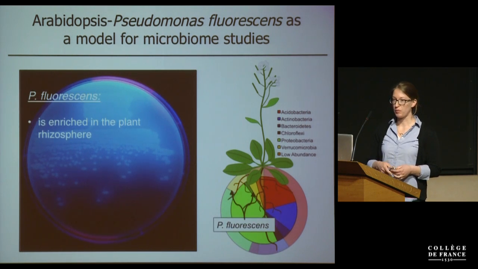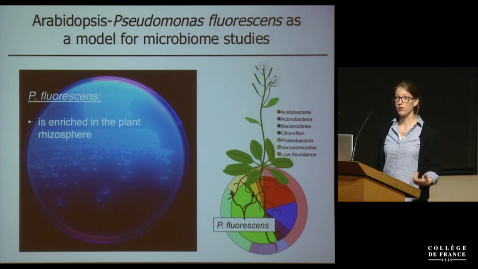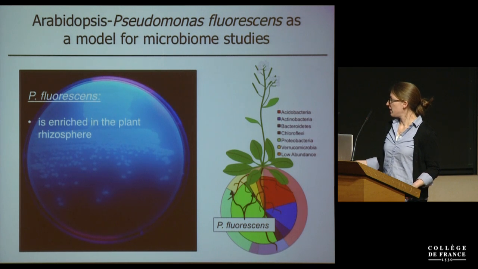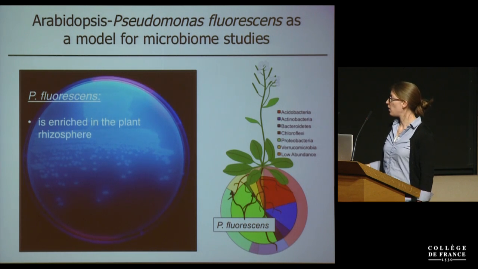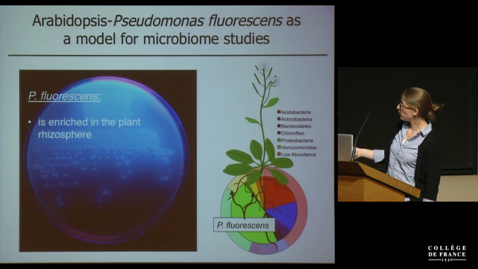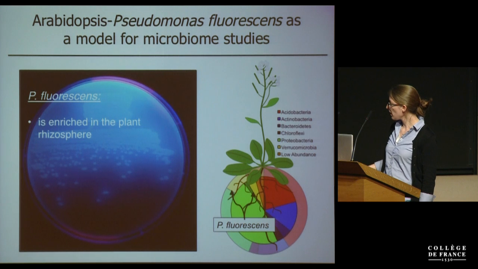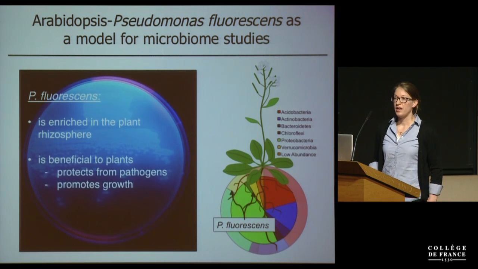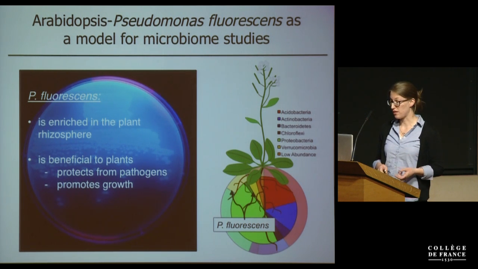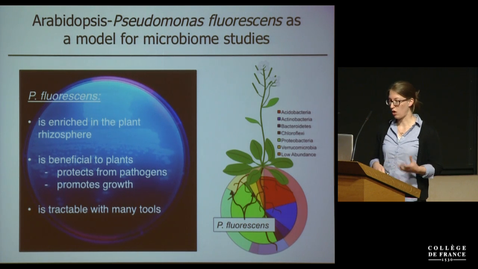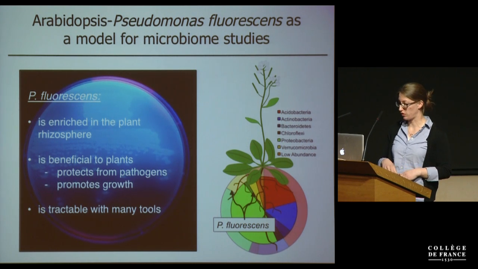So Pseudomonas fluorescens, I'm sure many of you are familiar with it. It gets its name because it makes this fluorescent pigment under iron-limiting conditions. It's easy to pick out when you plate rhizosphere samples. It's enriched in the plant rhizosphere, so it's a pretty small component of the rhizosphere microbiome. It's about 1%, but it's consistently enriched over bulk soil, so this outer circle are microbes in the soil. It's known to be beneficial to plants. It performs a variety of functions, including nutrient uptake and protecting plants from pathogens. And it's tractable, so all the tools that are available to work with Pseudomonas aeruginosa and other Pseudomonas species can be used with Pseudomonas fluorescens.